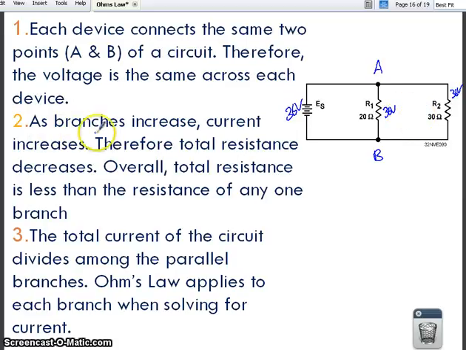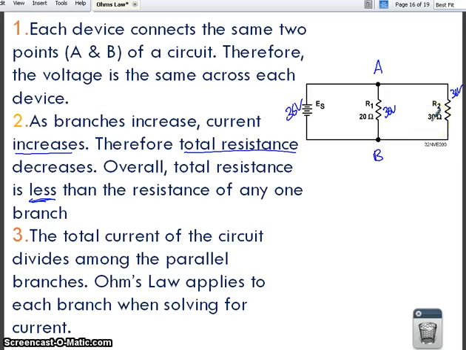Okay, as branches increase, current increases. Therefore, total resistance decreases. Overall, the total resistance is less than the resistance of any one branch. So let's take a look at this example right here. I have 20 ohms and 30 ohms.